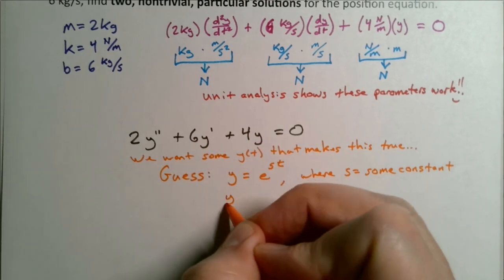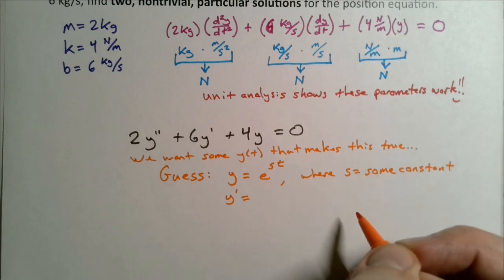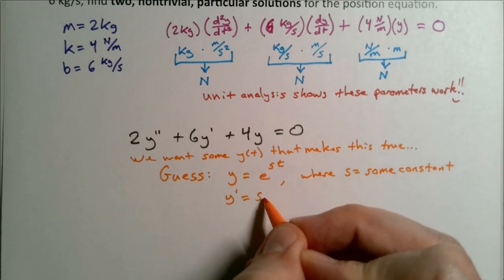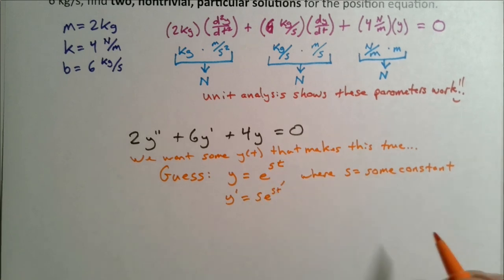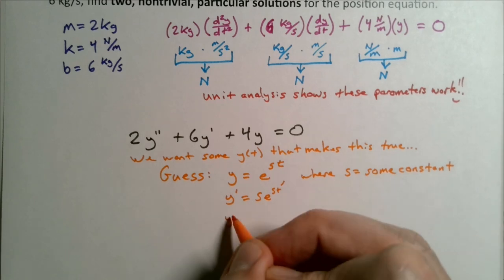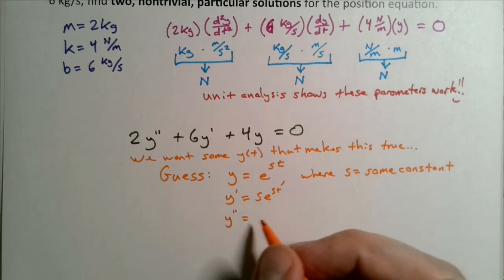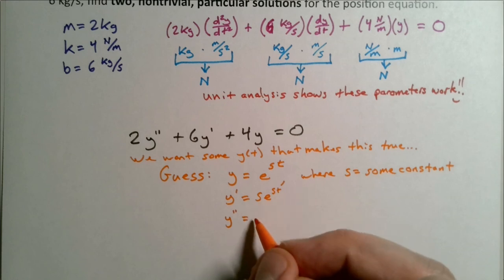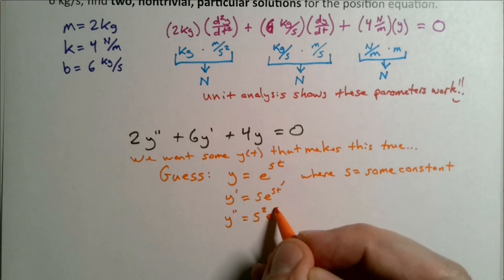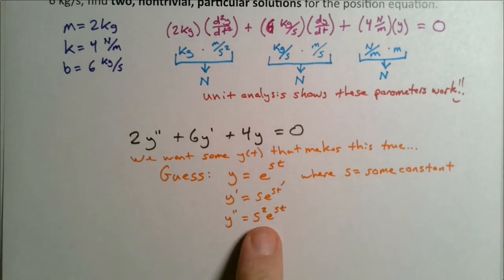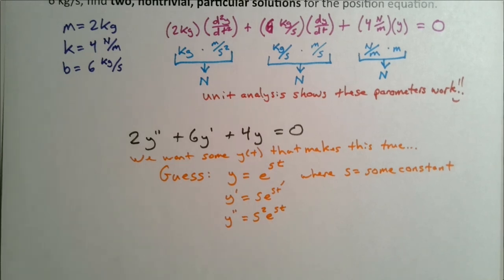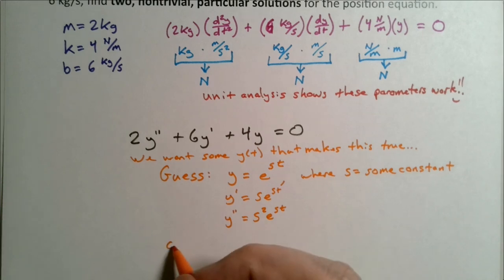So that means I need to know what y prime is. Bring the s down. That would be s times e to the st, or s e^(st). And then y double prime is going to be, s comes down again, so we'd have s squared e to the st. Yes, you can say it that way, but you don't have to. And so we're going to check our guess.